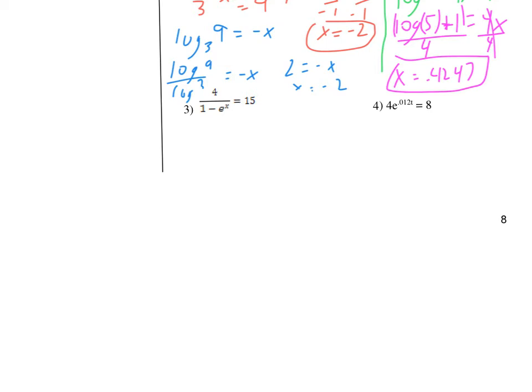All right, next up here, number 3. So on this one, we're trying to isolate x. I see it is in an exponent on the denominator. So I'm going to have to use logs on this one, but just not right now. I don't like isolating things in the denominator. So my first step is going to be to multiply both sides by 1 minus e to the x.